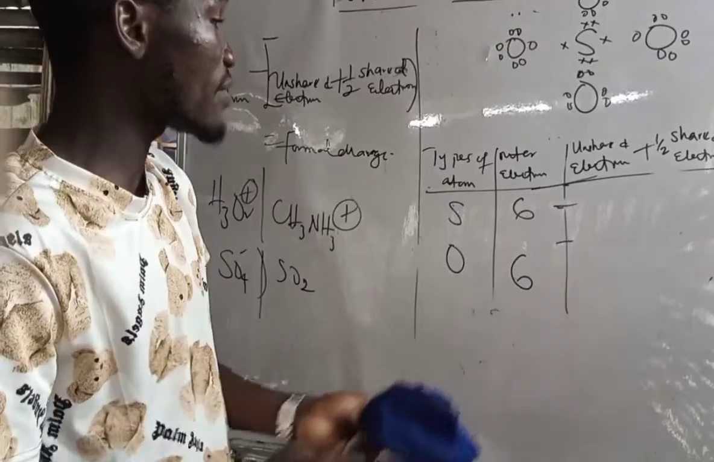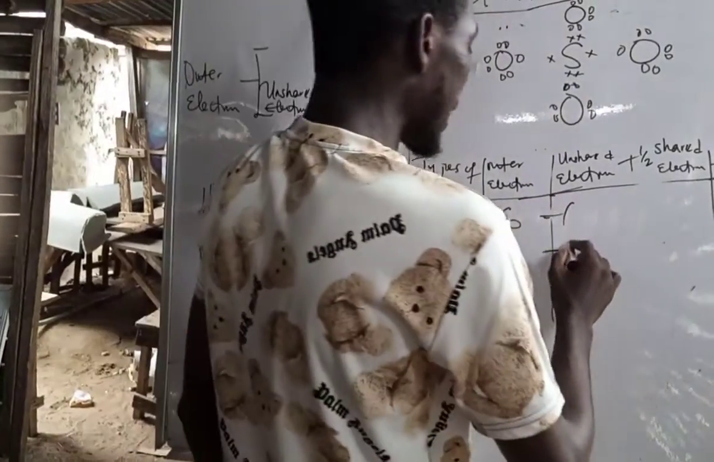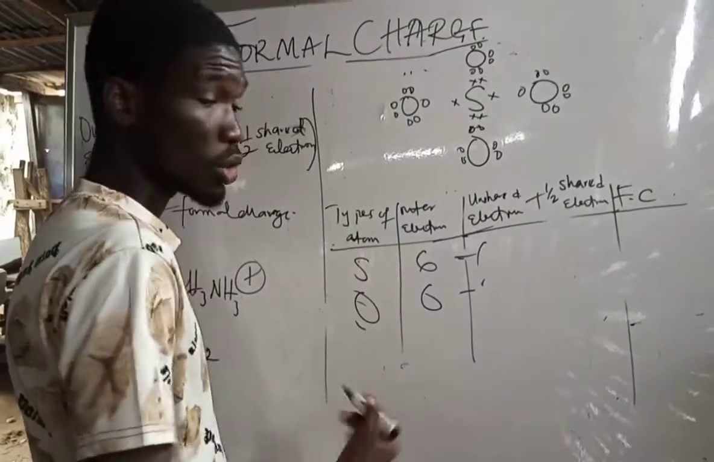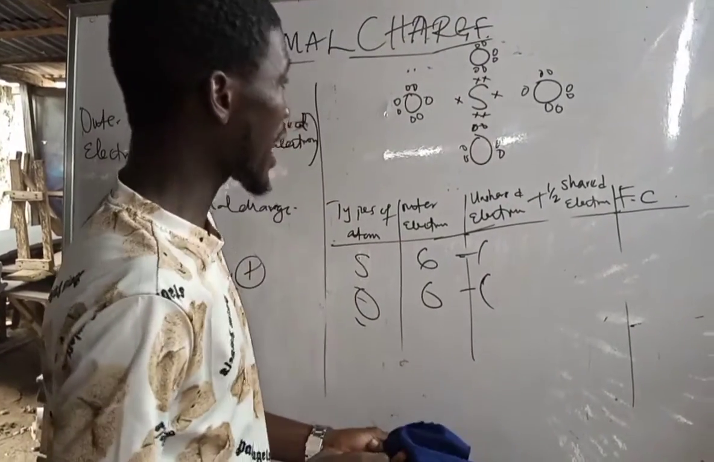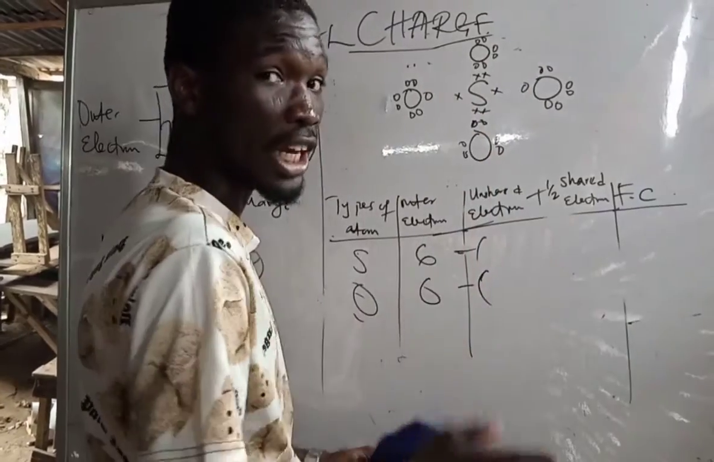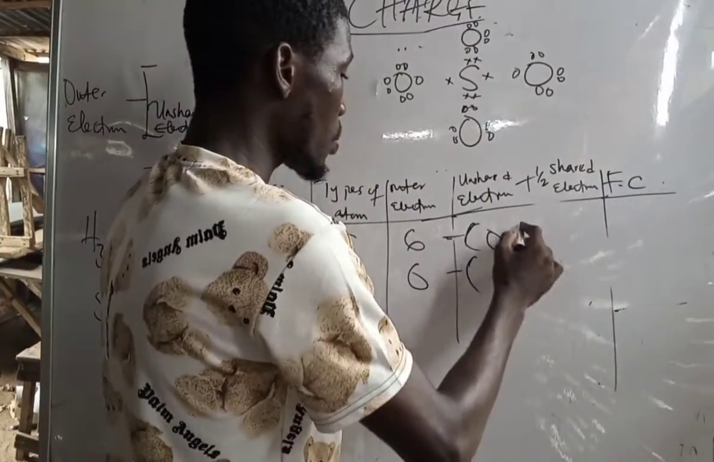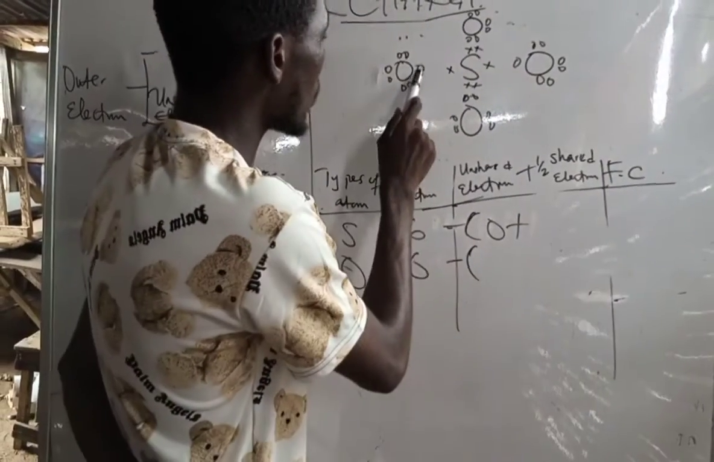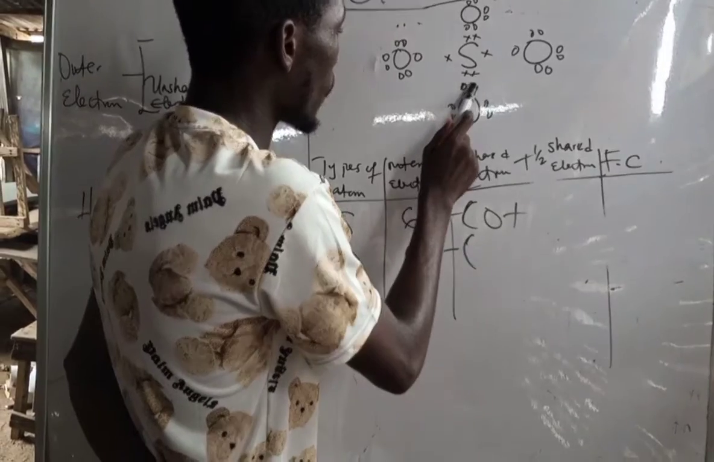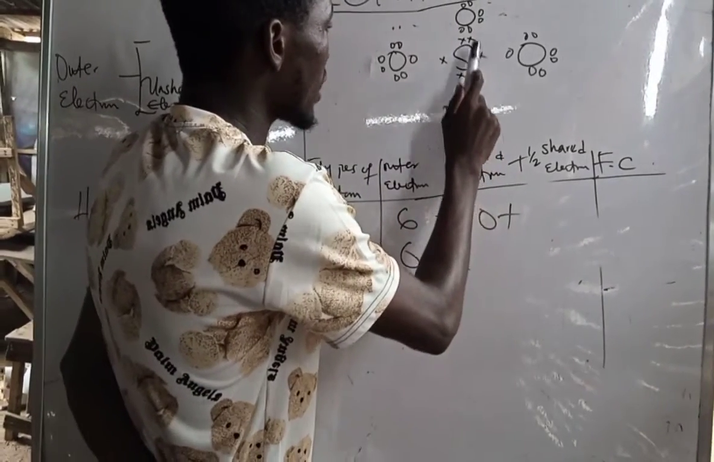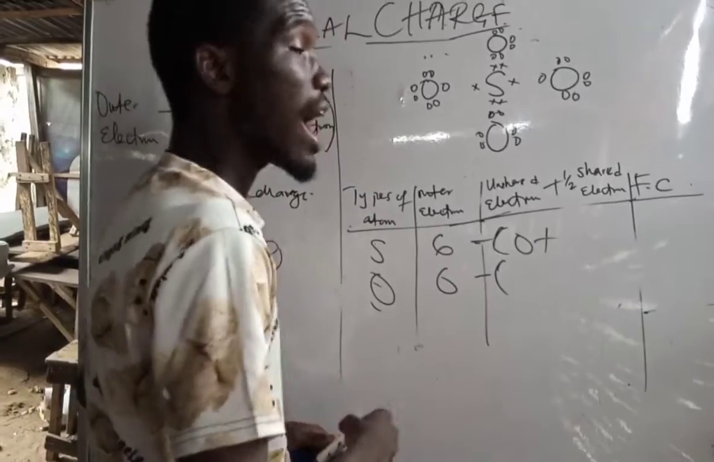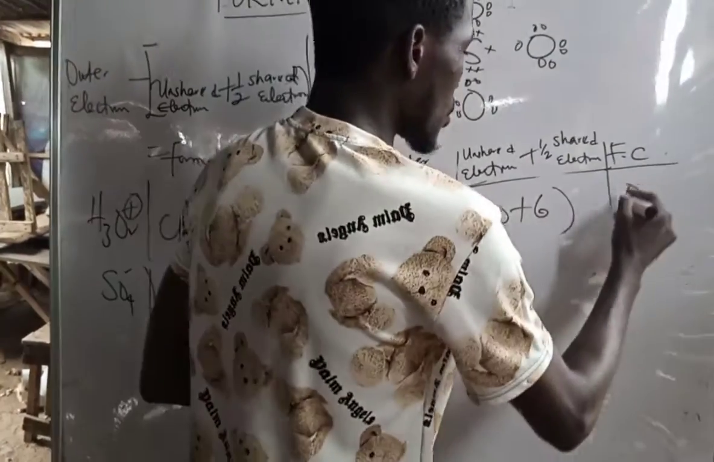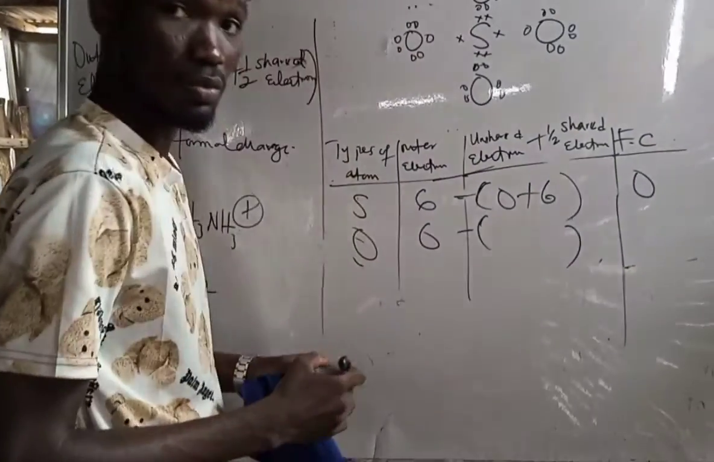So now, with what you have on the board, let's look at the unshared electron of sulfur. When we count now, sulfur does not have any unshared electron. So we have 0 plus. So let's count the shared electron of sulfur. Start from here: 1, 2, 3, 4, 5, 6, 7, 8, 9, 10, 11, 12. So half of 12 will give us what? 6. So 6 minus 6 we have what? 0. As simple as that.